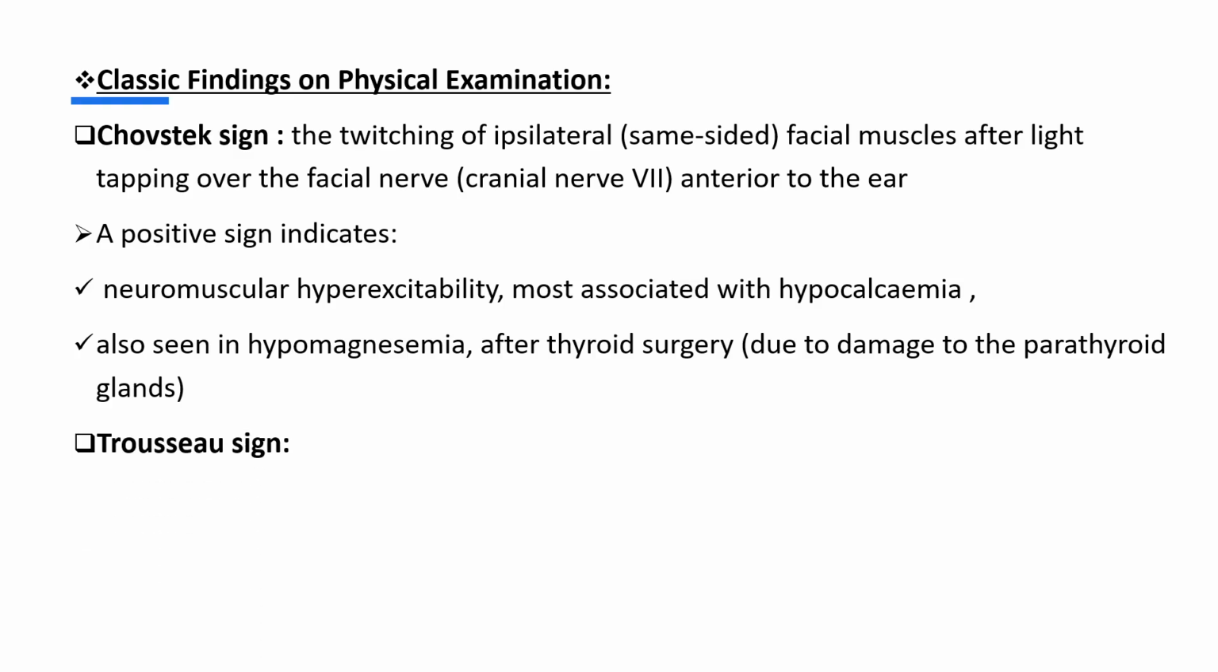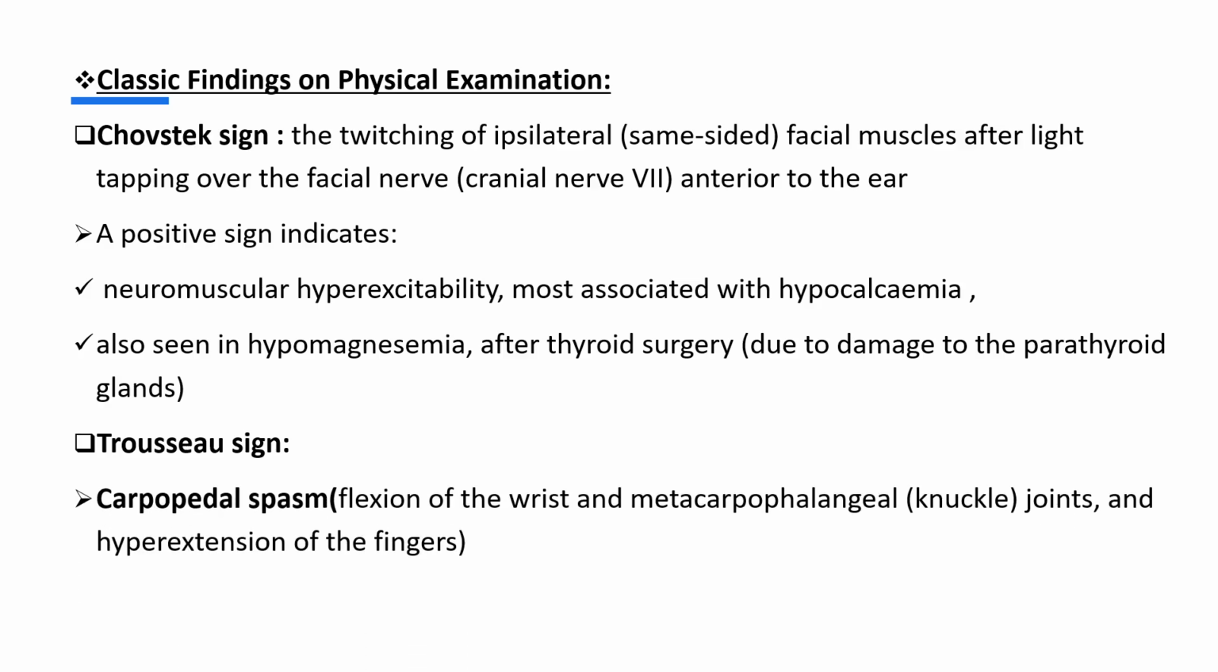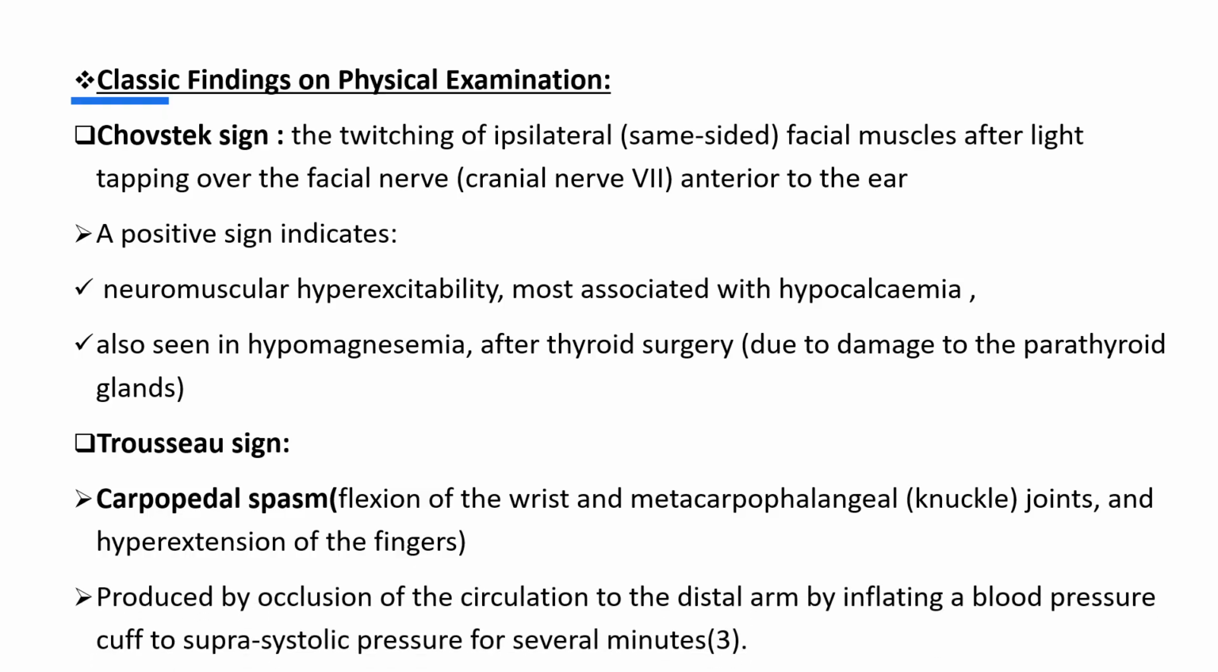And Trousseau sign is when the blood circulation to the distal arm is occluded by inflating the blood pressure cuff, and that results in carpopedal spasm, that is flexion of the wrist and the metacarpophalangeal or knuckle joints, and hyperextension of the fingers. That is produced by occlusion of the circulation to the distal arm by inflating a blood pressure cuff to suprasystolic pressure for several minutes, but not exceeding 3 minutes.